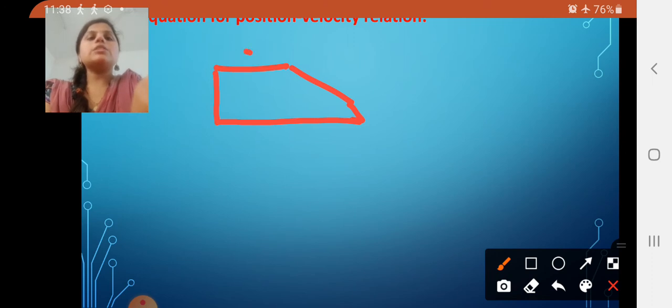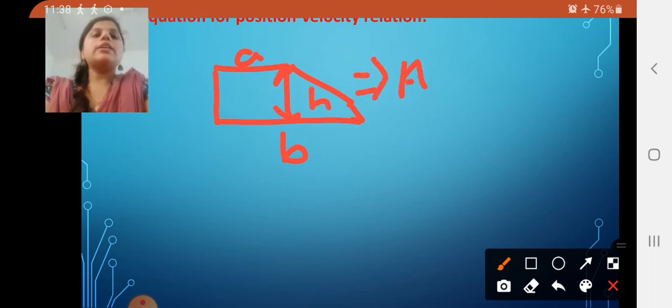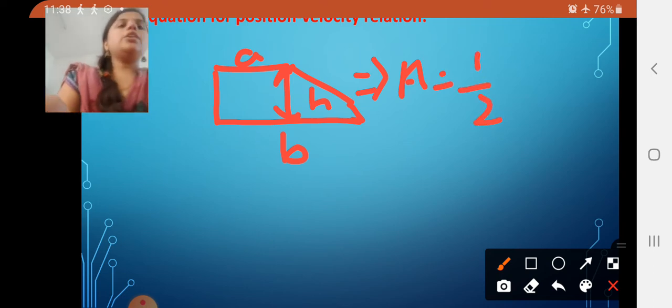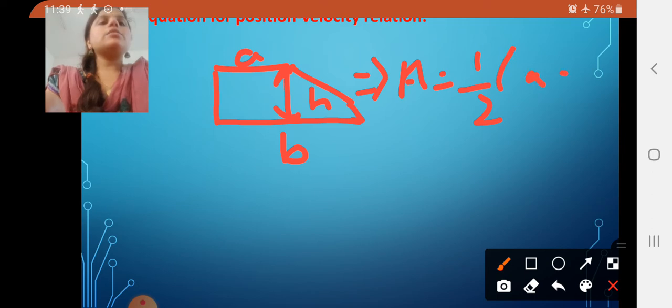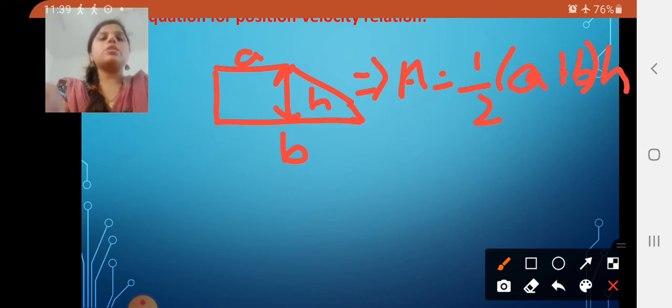So how are you going to find the area of the trapezium? If you know this side A, this side B, and this is the height, then the area is represented as half into (A plus B) into H. This is the area of the trapezium.